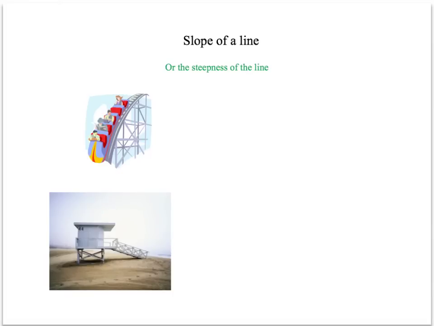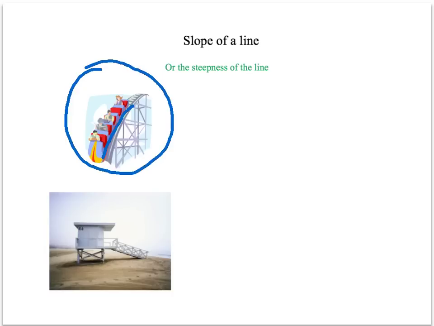Okay, so in this video we are going to explore the slope of the line. And you can think of the slope sort of like the steepness of the line. So if you look at this picture right here of these happy people on a roller coaster, you might want to know the slope of the roller coaster at a certain point. So how steep is that roller coaster right there? And that's not a very straight line.